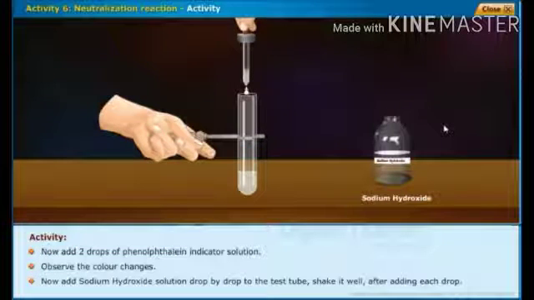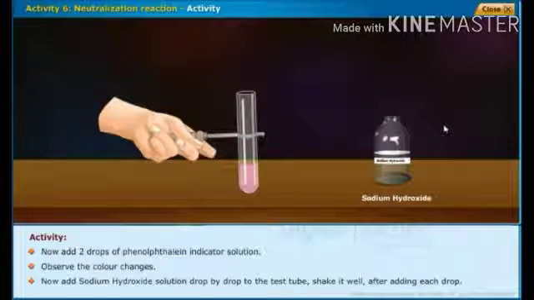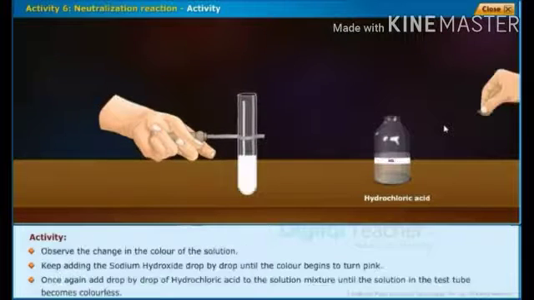Now start adding sodium hydroxide drop by drop to the test tube. We can see the solution is changing into pink color. Now again start adding hydrochloric acid drop by drop to the test tube. We can see that the solution is again changing into a colorless solution.